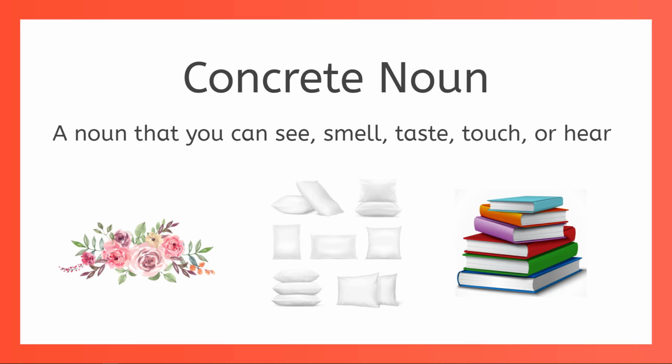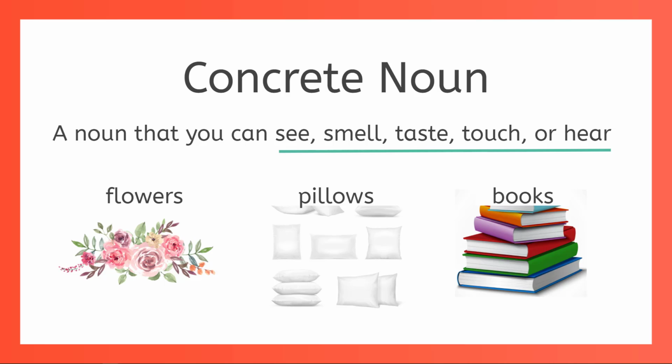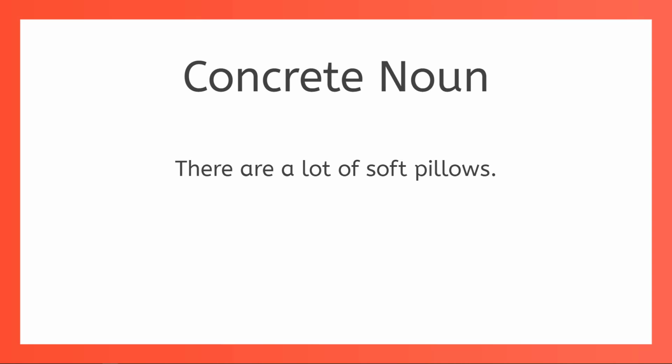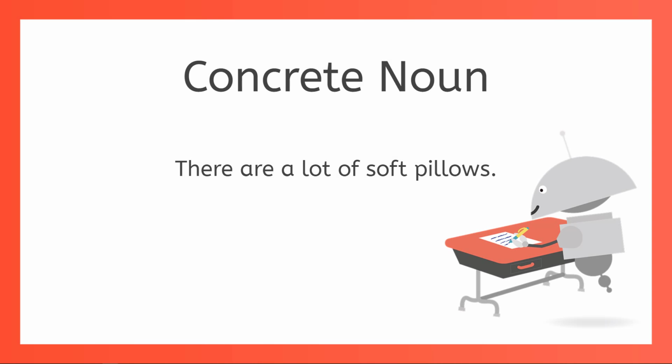A concrete noun is a noun that you can see, smell, taste, touch, or hear, such as flowers, pillows, and books. You can actually smell, touch, or see flowers, pillows, and books. It is something that you can physically hold in your hand. There are a lot of soft pillows. In this sentence, pillows is a concrete noun because it is something you can physically hold.